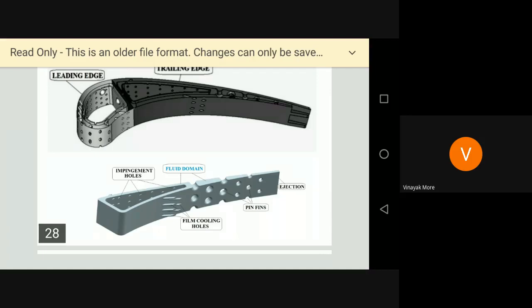Only the trailing edge we have taken, just to show how in CFD we can understand whether the flow is taking place, whether mixing is taking place properly, and whether the maximum amount of air is flowing.